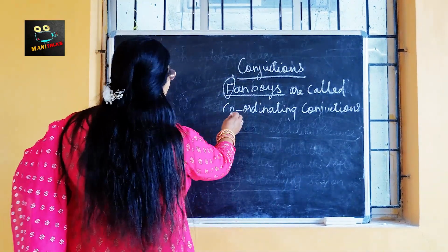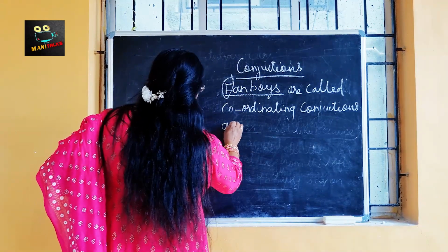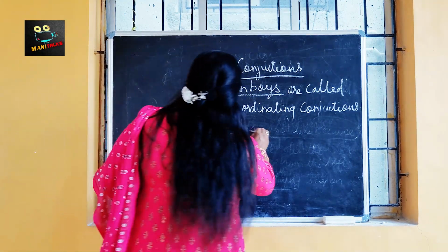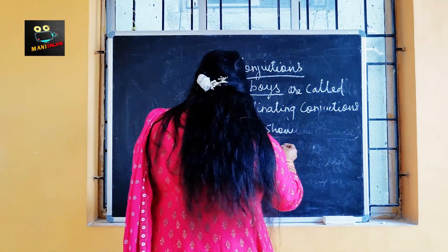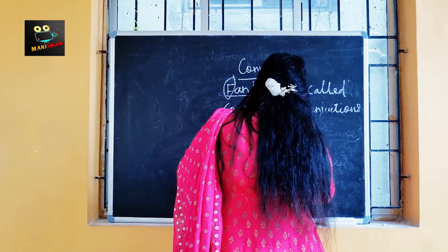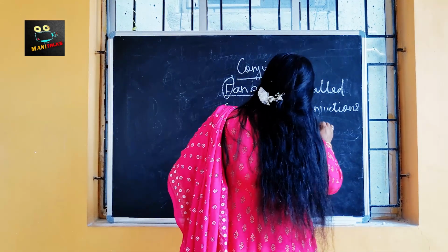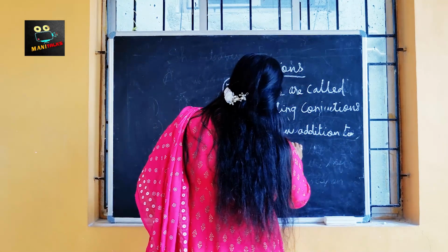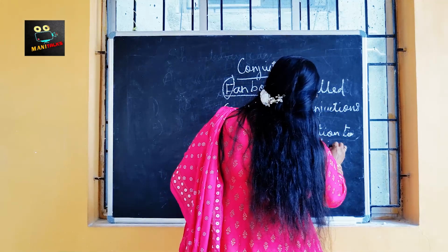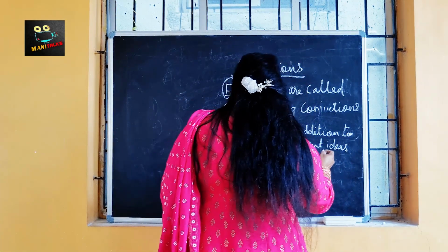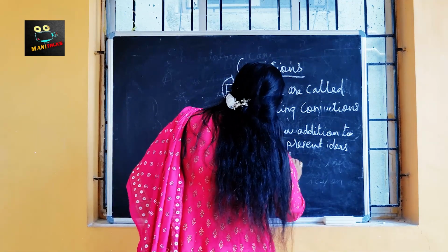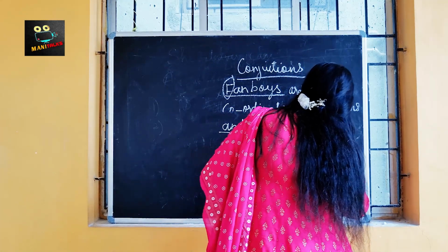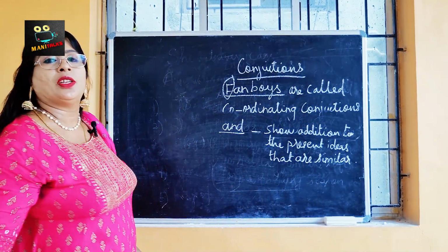Okay, now let's see and. A becomes and. So now for and, what is and? Why is and used? This shows us addition to the present ideas that are similar. Okay. So and is very important in our English sentences.